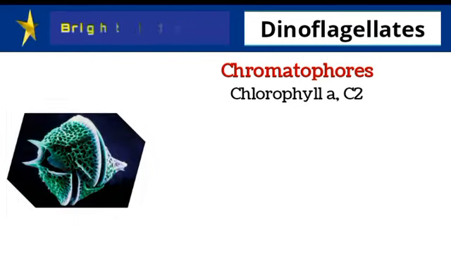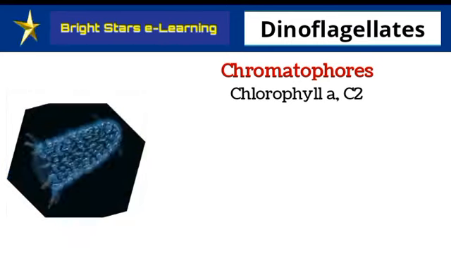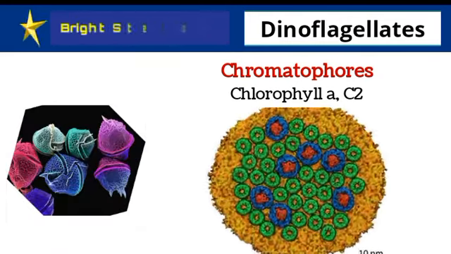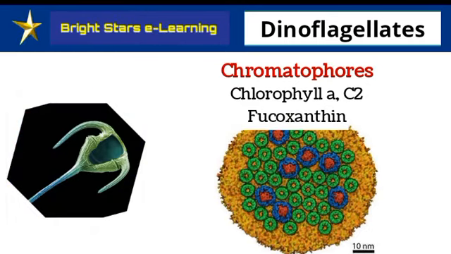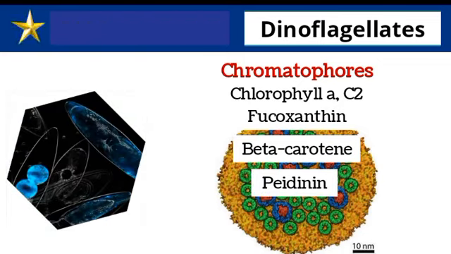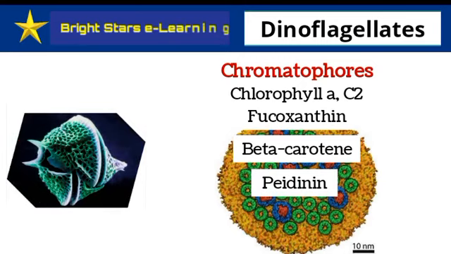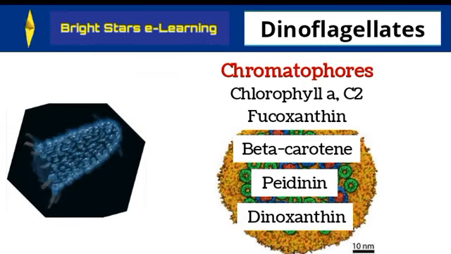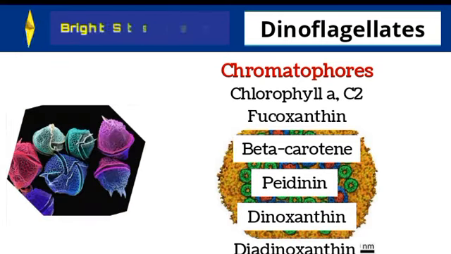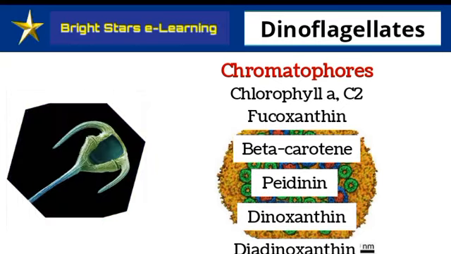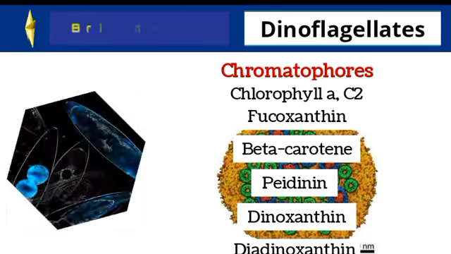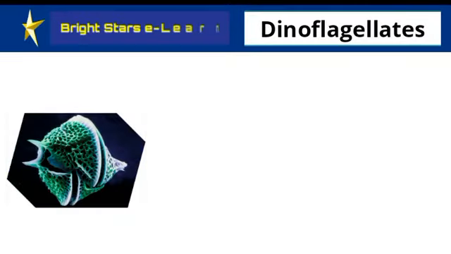Chromatophores are the pigmented organelles present in dinoflagellates. Here chroma means color, colorful plastids with chlorophyll a, c2, fucoxanthin, a brown pigment, beta carotene, a carrot-like orange pigment, peridinin, dinoxanthin, and diadinoxanthin. These are the photosynthetic pigments in dinoflagellates: chlorophyll a, c2, fucoxanthin, beta carotene, peridinin, dinoxanthin, diadinoxanthin.